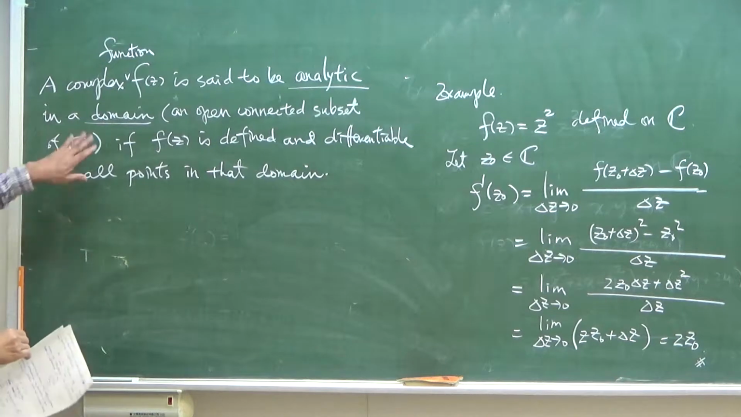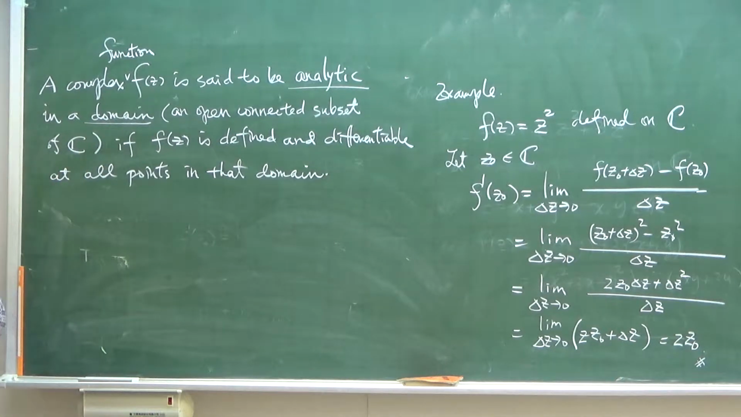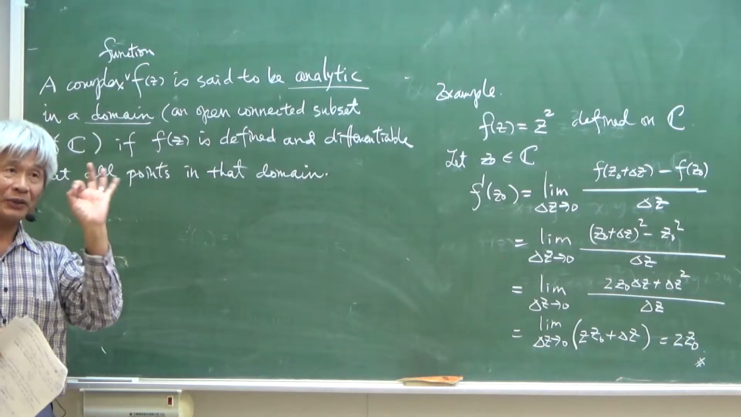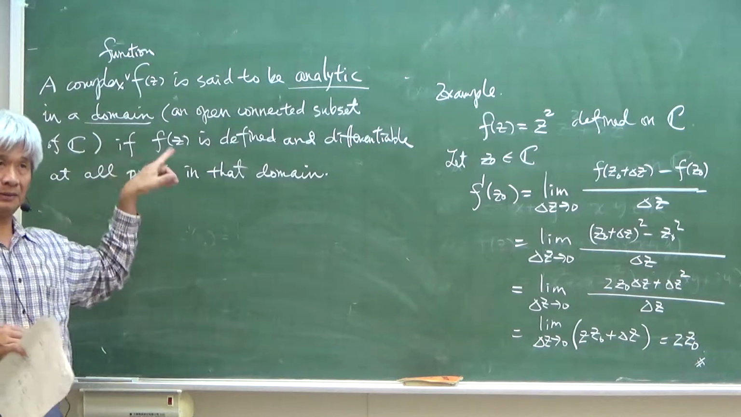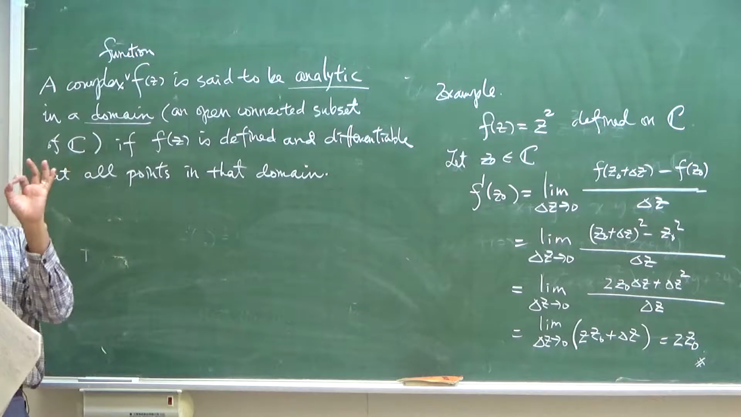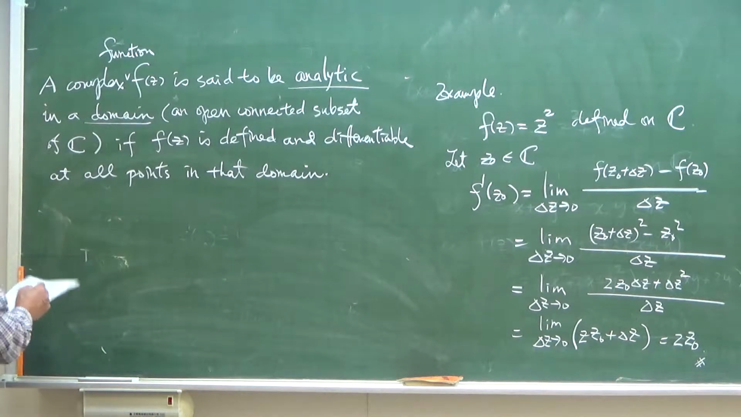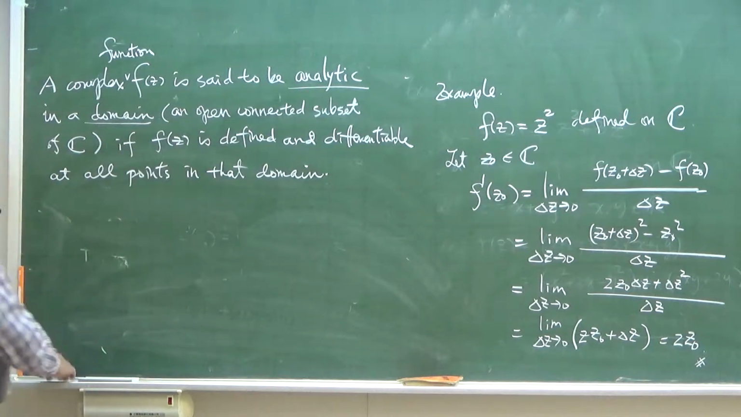You know, because a domain is an open set, any point in this domain has a neighborhood in the domain. This is the definition of an open set. So every point in a domain is an interior point, and you have to know that every point in a domain is an interior point of that domain.